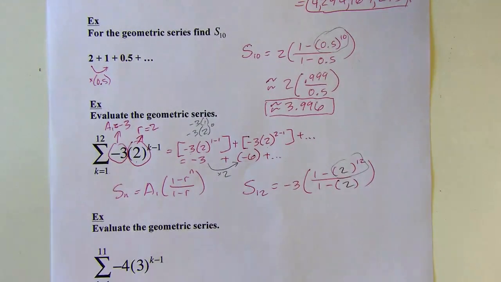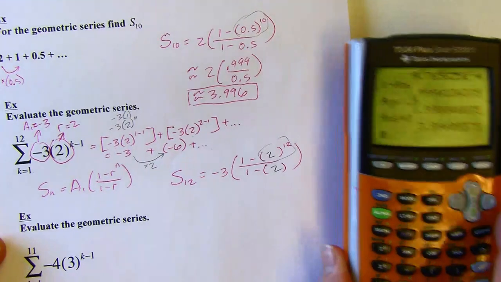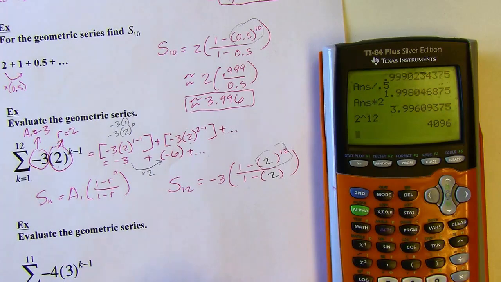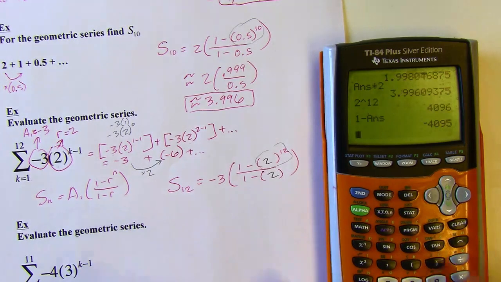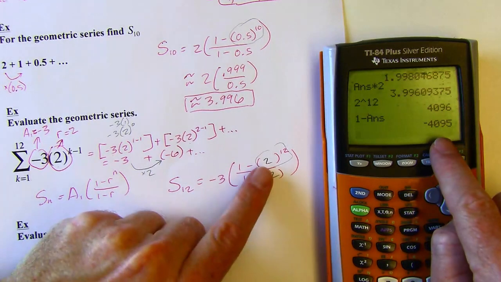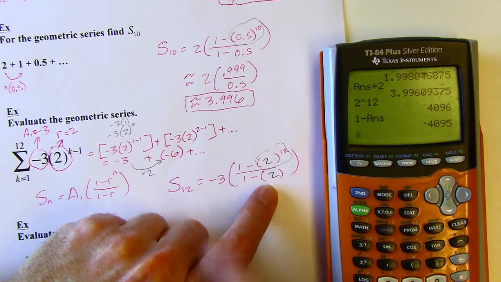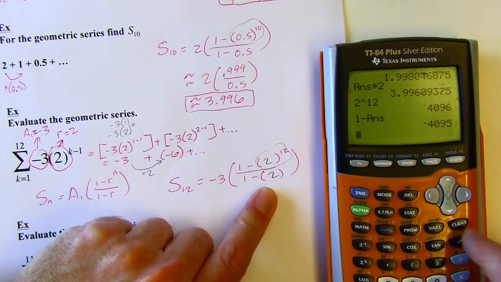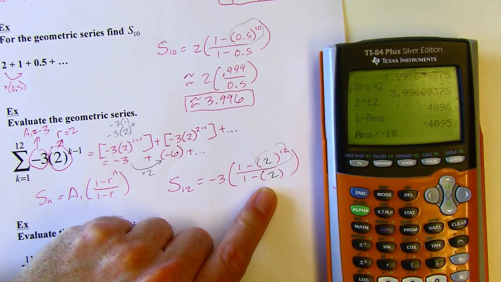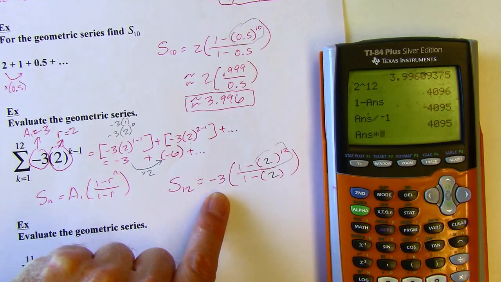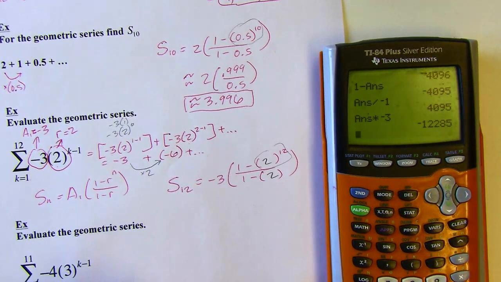So again, I'm starting there with 2 to the 12th. I'm going to do this whole 1 in my calculator. I'm doing 1 minus 2 to the 12th. So that gives me negative 4,095. That's the numerator, right? The denominator I can see is going to be negative 1, so I'll divide by negative 1. Okay, 4095, and the last thing is multiply by negative 3. And that's going to put me at negative 12,285.